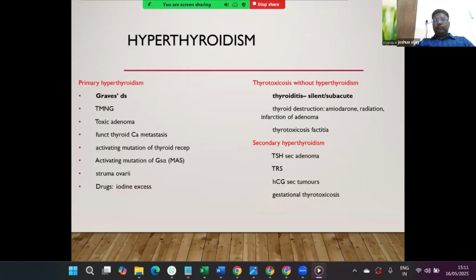So these are the causes of primary hyperthyroidism: Graves', toxic multinodular goiter, toxic adenoma, functioning thyroid carcinoma metastasis, and struma ovarii. Thyrotoxicosis without hyperthyroidism includes thyroiditis and thyrotoxicosis factitia. Secondary hyperthyroidism includes TSH-secreting adenomas.